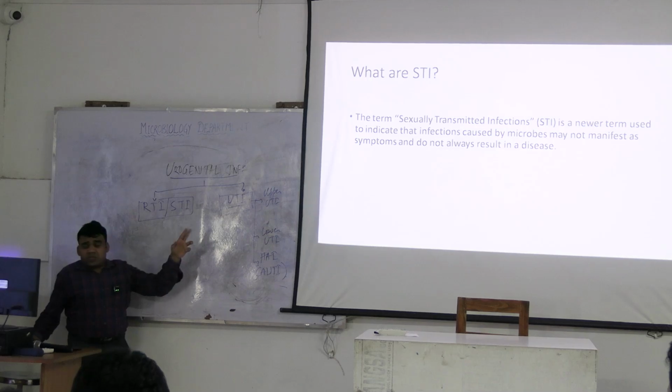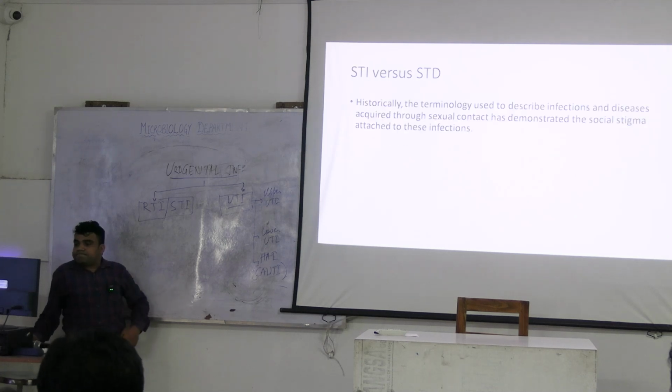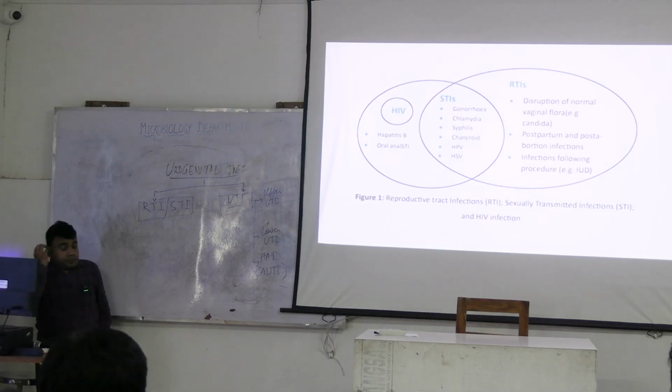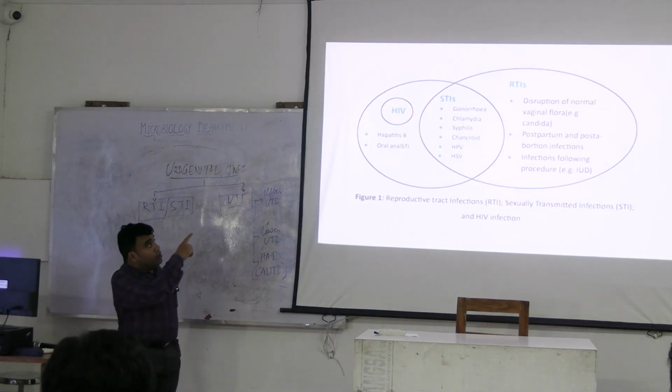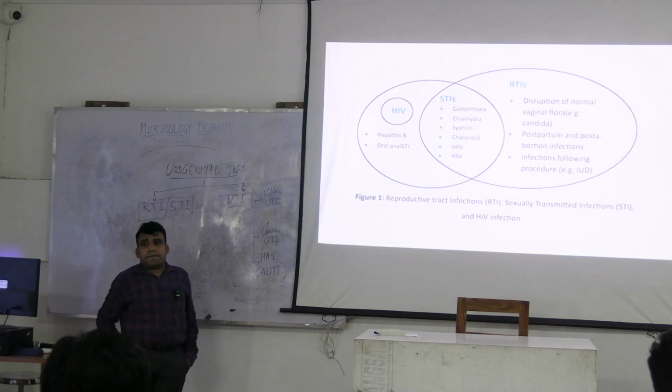Nowadays, this terminology should be used, that is sexually transmitted infections, not diseases. Now look at this picture. STIs, RTIs. Now can you differentiate?